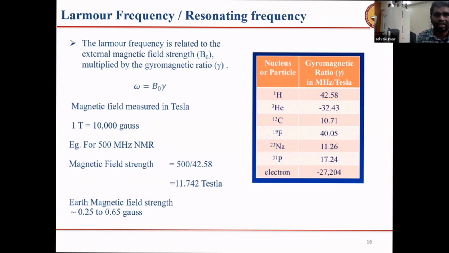Magnetic field is measured in Tesla. 1 Tesla equals 10,000 Gauss. For example, for a 500 megahertz NMR, we know the field frequency is 500, and gamma is the gyromagnetic ratio. The proton gyromagnetic ratio is 42.58. For 500 megahertz, the magnetic field strength is 11.742 Tesla. Gyromagnetic ratios of some other nuclei are given in the table.